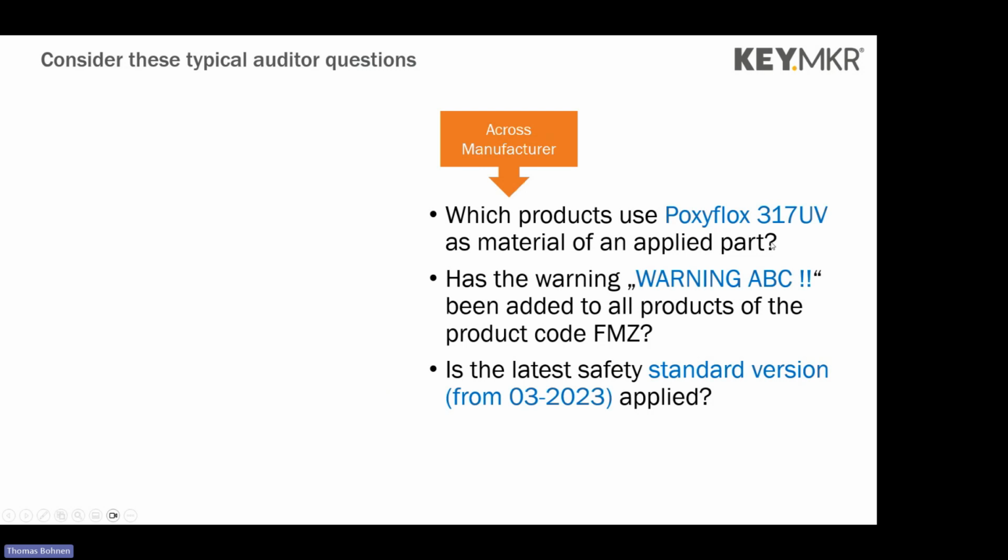So a serial email asking all manufacturers that use a certain polymer as a material of an applied part is a matter of minutes. The same applies to: is a certain warning integrated into all the IFUs of products of a certain product code? It's an easy question, sent out within minutes, and you will have to answer that. The same with standard versions that are applied or not applied.